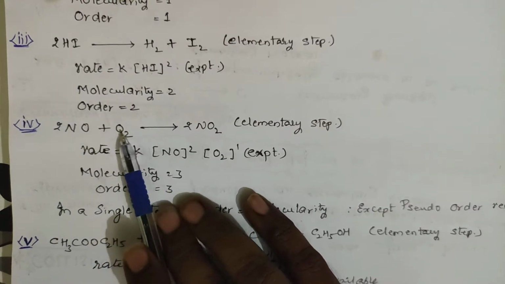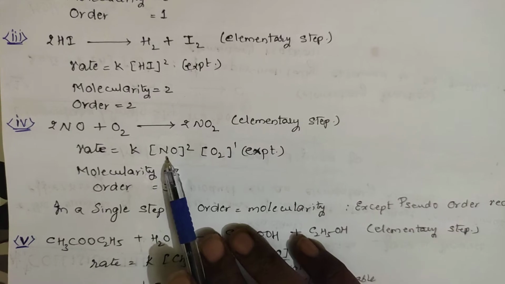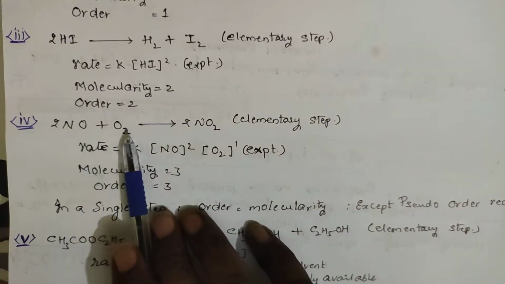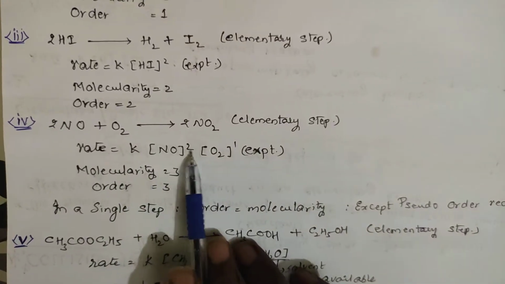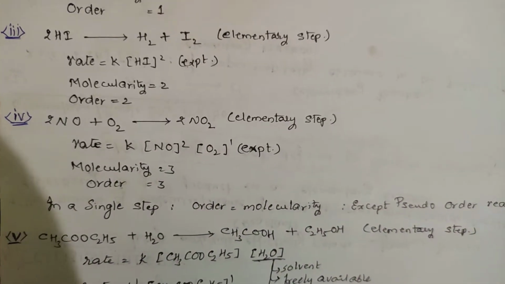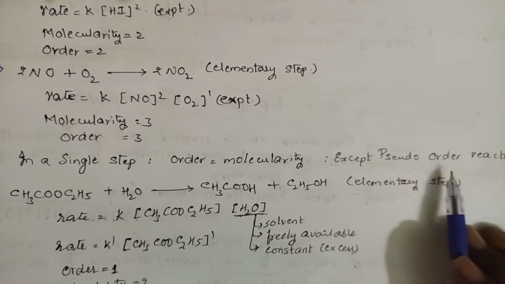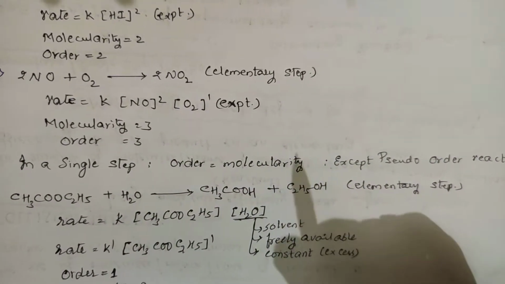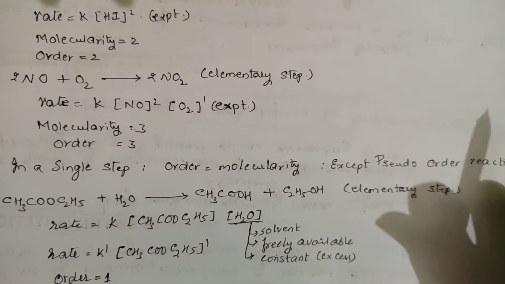2NO plus O2 is getting converted to 2NO2. It's an elementary step. The rate has been mentioned according to the experiment in this pattern. So what is the molecularity here? Here 2, here 1. So it is 3. Order is also 2 plus 1, 3. Right? So in a single step, order will be equal to molecularity, 99% it is correct. For every elementary reaction, the order is equal to molecularity, except for pseudo order reactions.